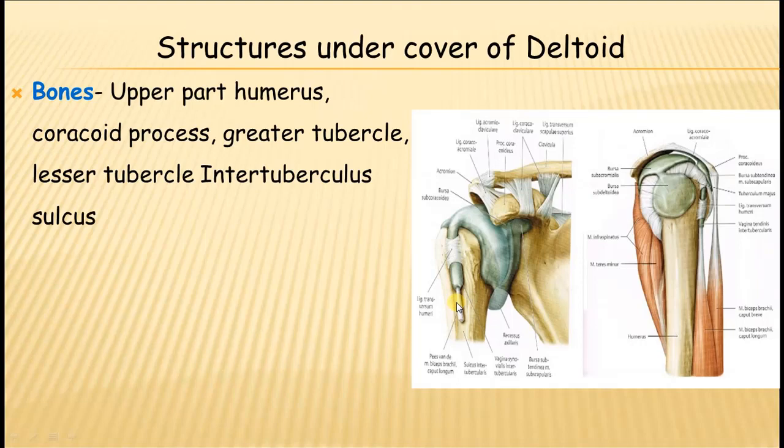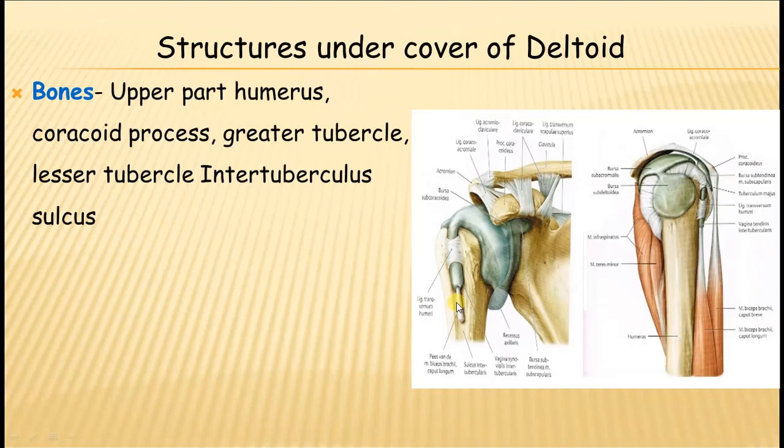So when you have an idea about the bones covered by the deltoid, then naturally the muscles covered by the deltoid can easily be remembered, because what are all the muscles attaching to this part of the bones? If you just list out the names of those muscles, then it will be sufficient.